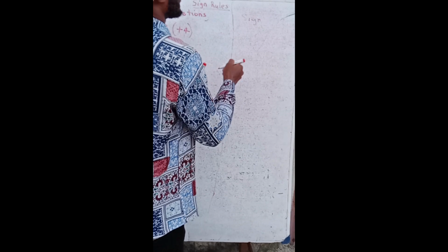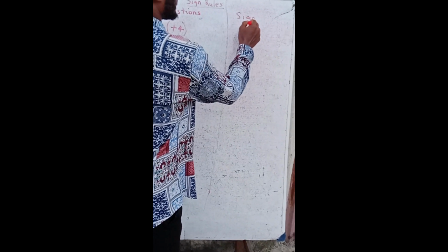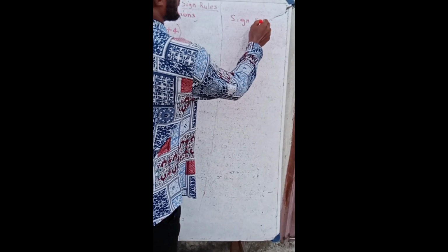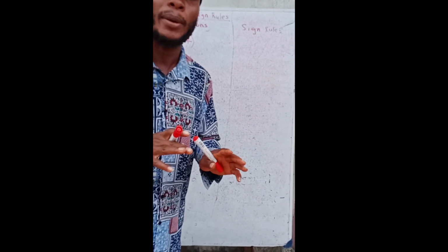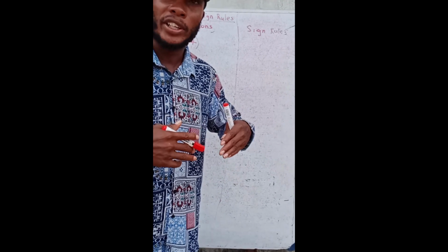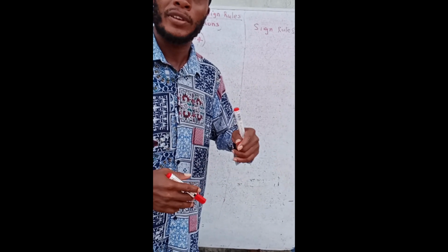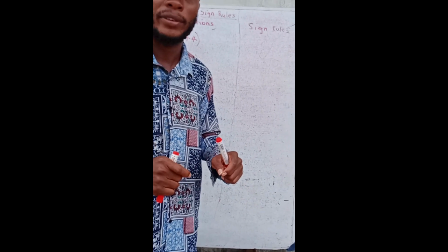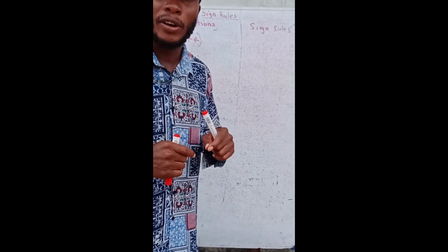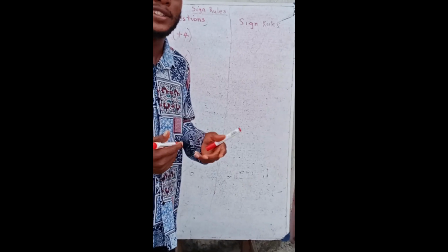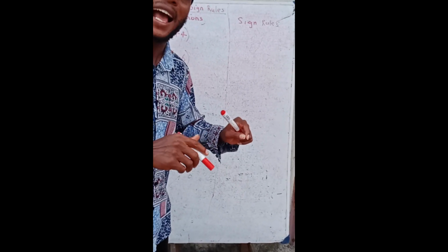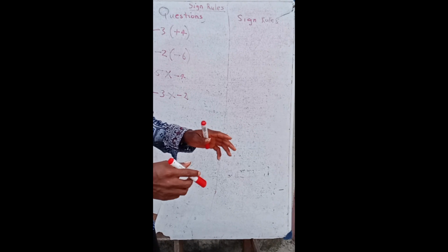Sign rules is talking about multiplication and division of plus and minus. When a minus sign or a positive sign is with a number, how to multiply them or how to divide them, that is the meaning. These things have rules, and the rules are this.